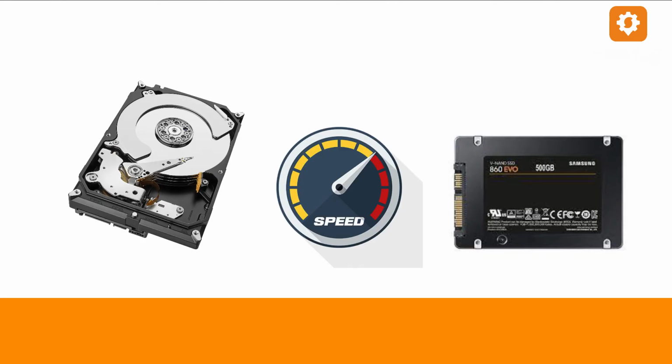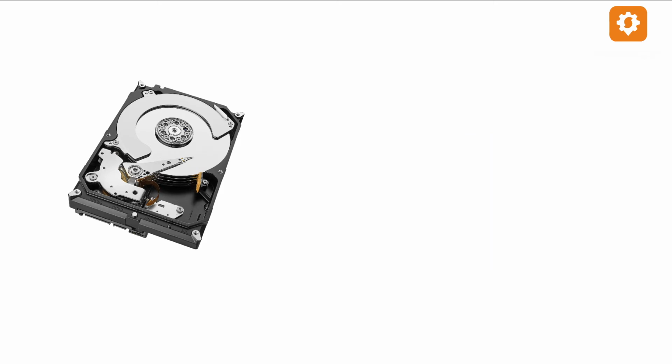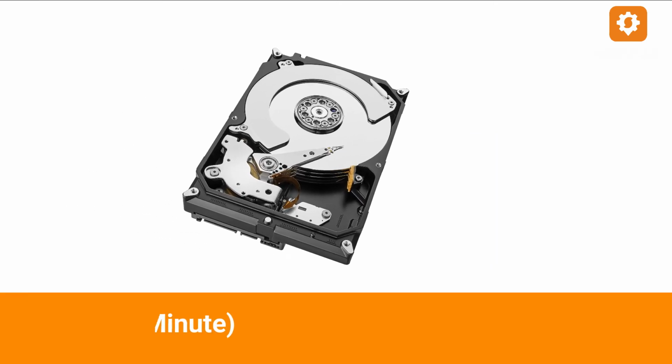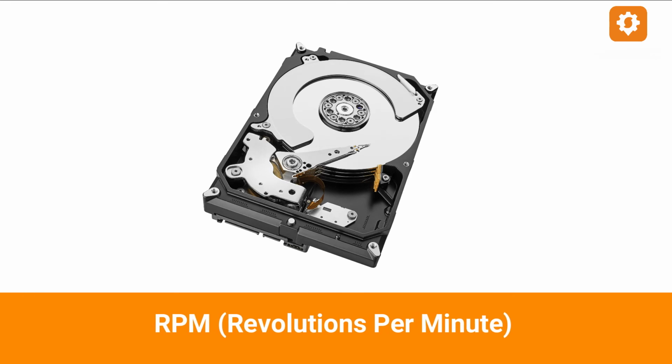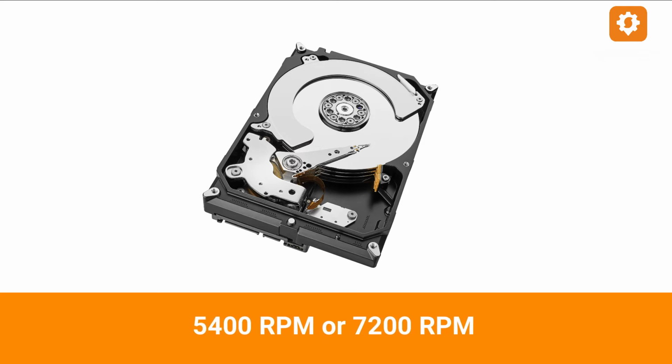Speed is one of the biggest factors that can distinguish SSDs from HDDs. Speed in a hard disk is usually calculated according to RPM, revolutions per minute. The higher the RPM, the faster the HDD can perform. Nowadays, HDDs typically spin at either 5400 RPM or 7200 RPM for personal computers and laptops. However, some server-based platters can spin up to 15,000 RPM.